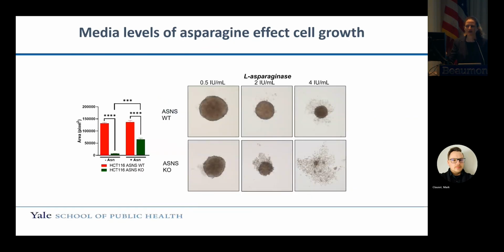And this is just one slide that shows basically, here in the green, are our knockout cells. If we add asparagine into our media, it increased cell growth. If we add asparaginase into our media, which is an enzyme which converts asparagine back to aspartate, we can see that it decreases cell growth. So we can see that this has effects on the cell line growth.